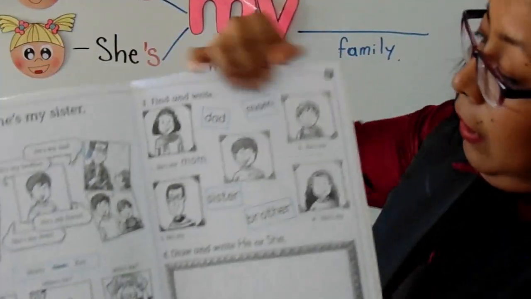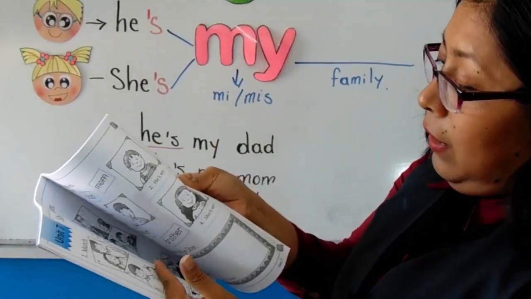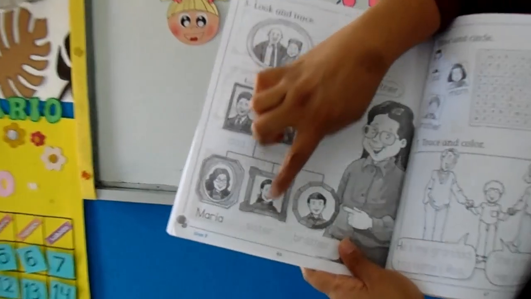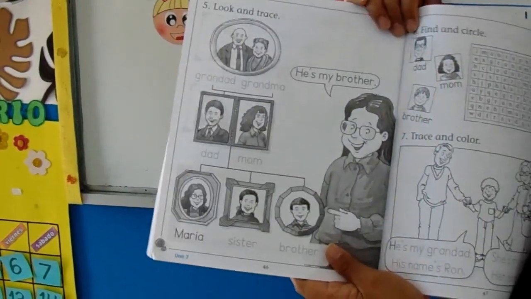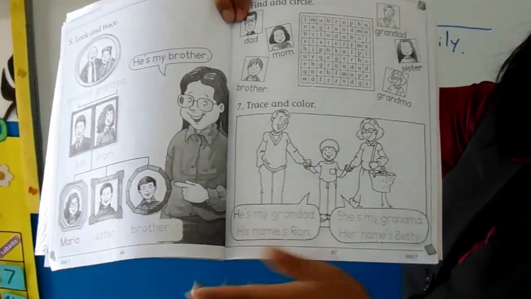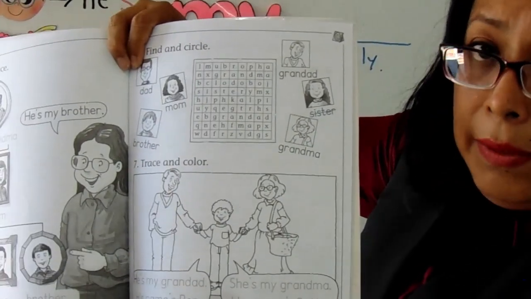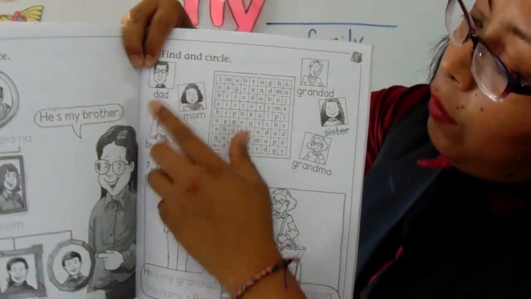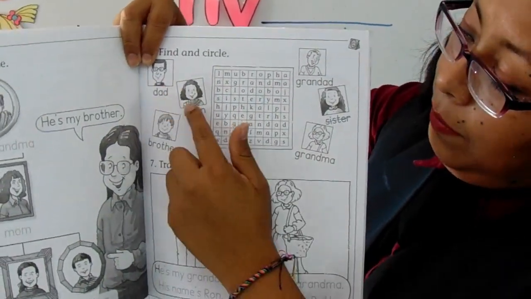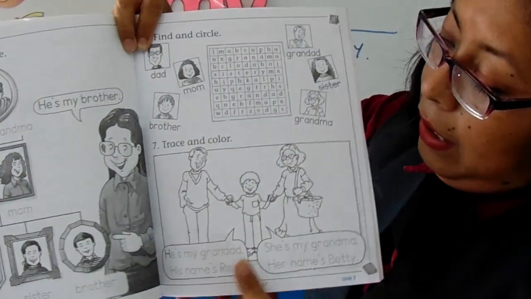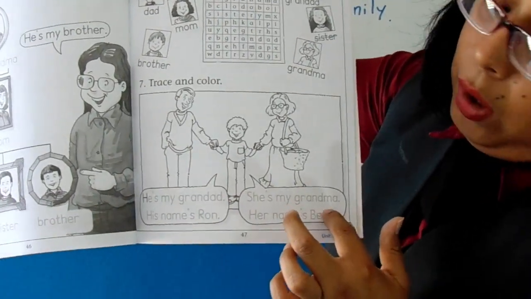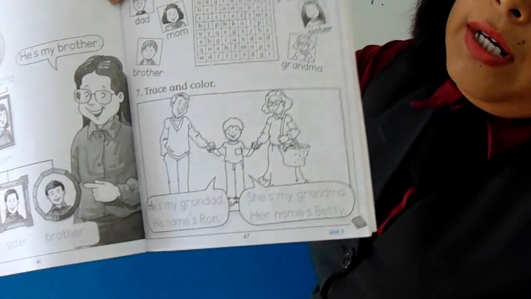Next page, en la siguiente página, page number 46, we have just to remark, and we are going to remark the words. Solamente remarcamos las palabras. If you want, you can color your book. Si ustedes quieren, pueden colorear su libro. And finally, page number 47. En la página 47, we have to look for these words in the letter soup. Tenemos que buscar estas palabras en la sopa de letras. And finally, you have to trace and color. Tenemos que trazar these words with different colors, and you have to color the drawings, right?